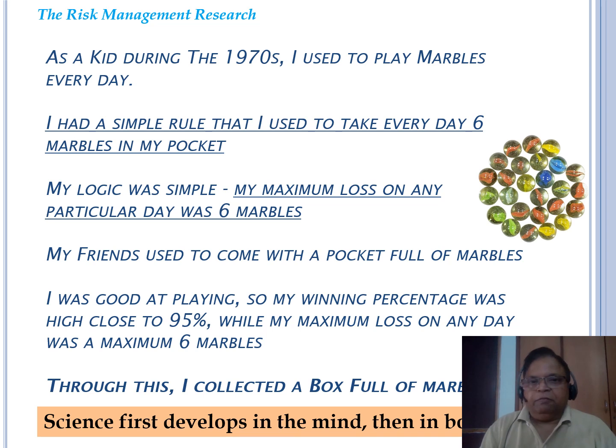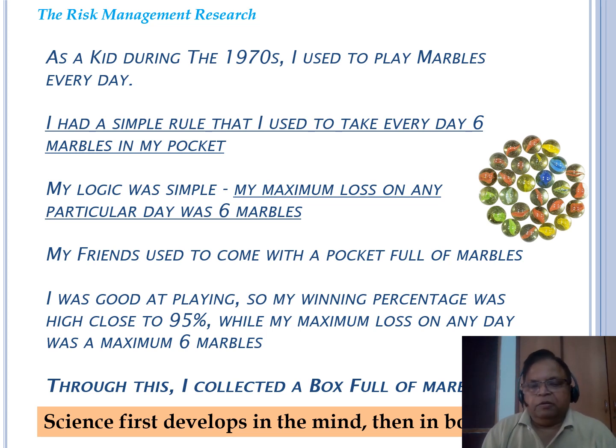So what used to happen? What is the story behind it? As a kid, during the 1970s, when I was around 10, I used to play marbles every day after coming from school, and I had made a very simple rule that every day I would take only six marbles in my pocket. I had a bucket full of marbles with me, and I carefully used to choose six marbles, put them in my pocket and go to play with my friends.